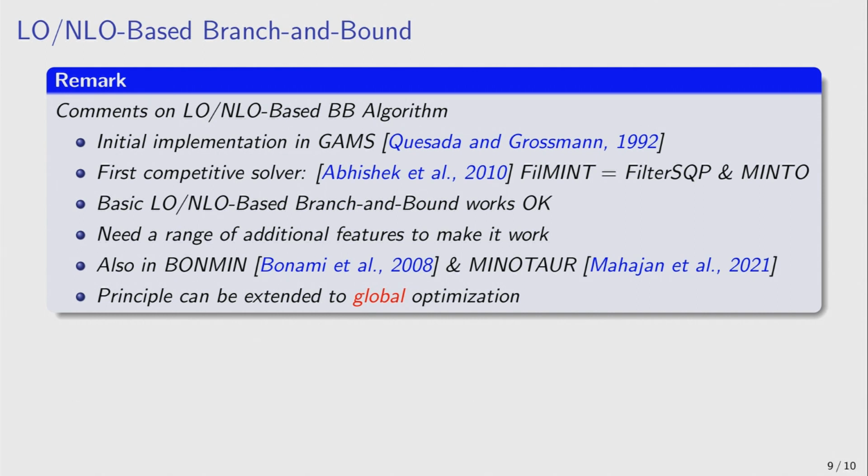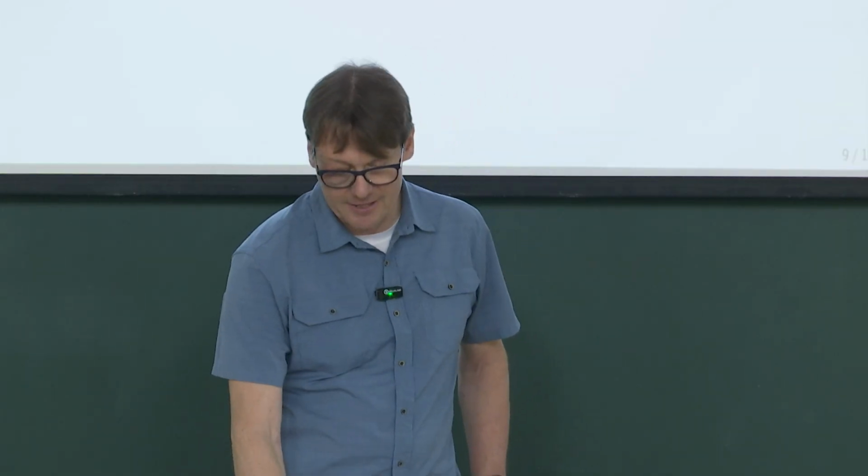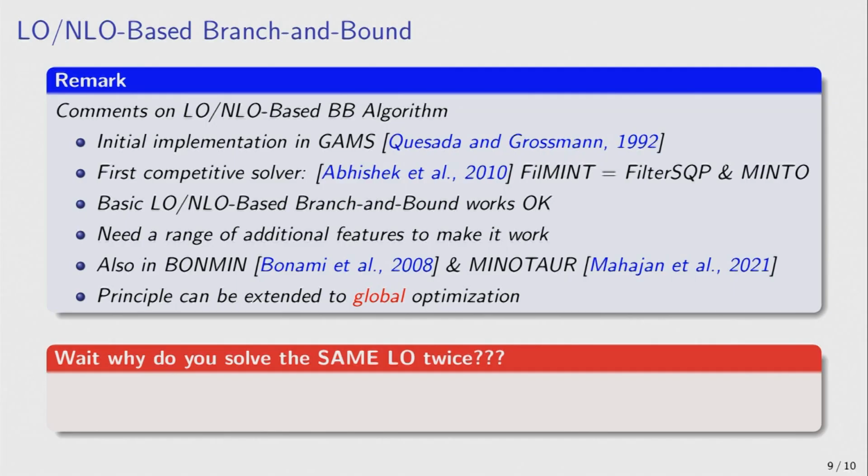This basic framework works okay, but it's not very fast. You need a range of additional features to make this work. And there are versions of it in Bonmin and Minotaur, which are much more recent. And you could, in principle, extend this to global optimization branch and cut approaches and so on. So there's lots of extensions there.